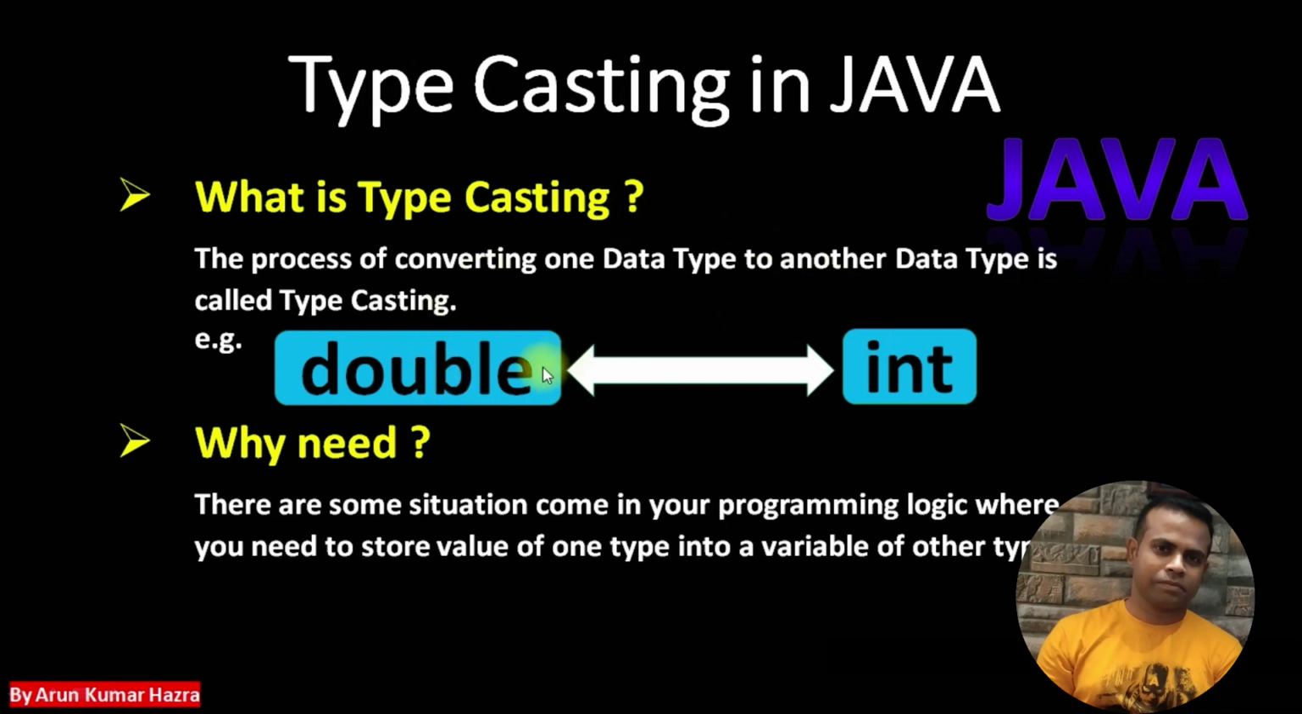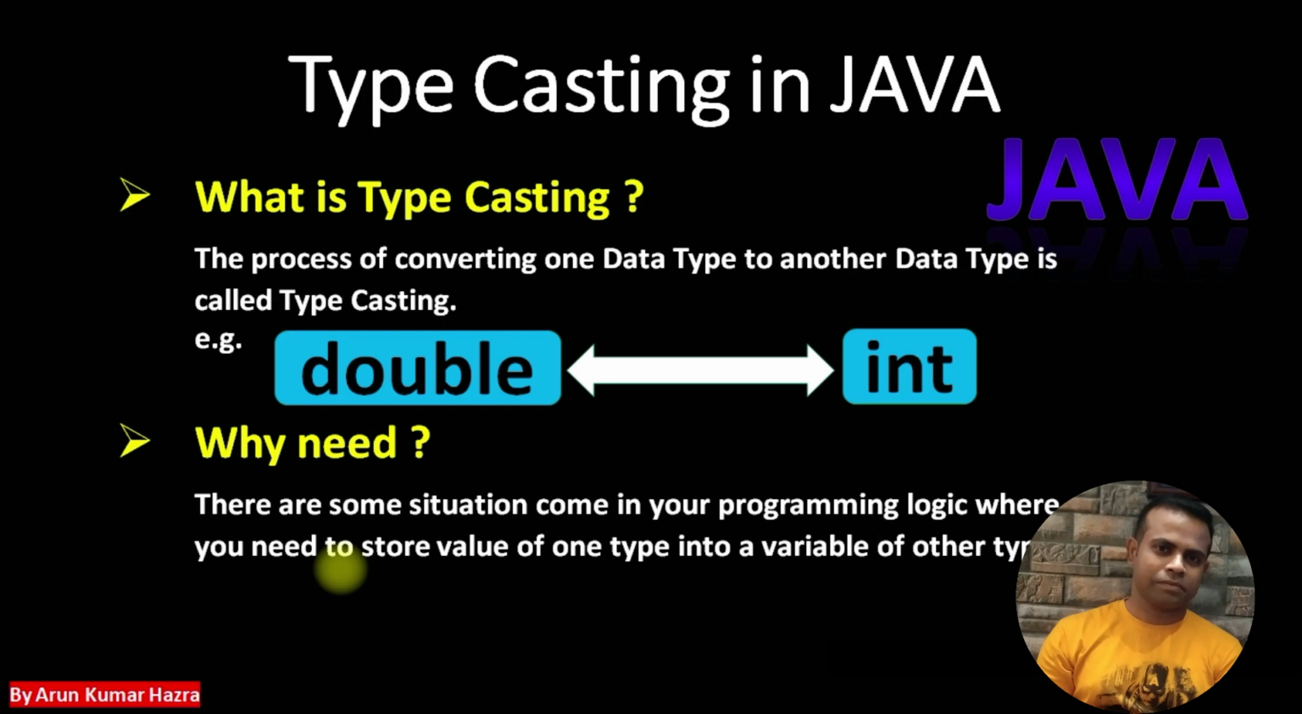What does it mean? If you see in this example, I am trying to convert a double value to int, or vice versa, into double. This type of conversion from one type to another type is called typecasting. Now the question is, why do we actually need typecasting? There are some situations in programming when you need to store a value of one type into another type. We will check this type of scenario by doing some coding practice.